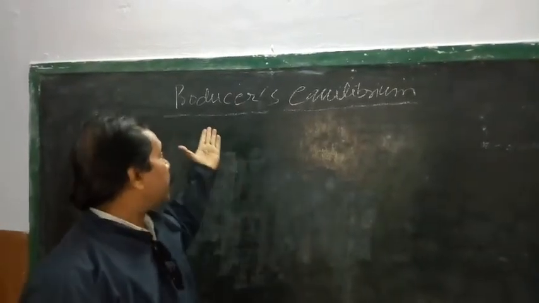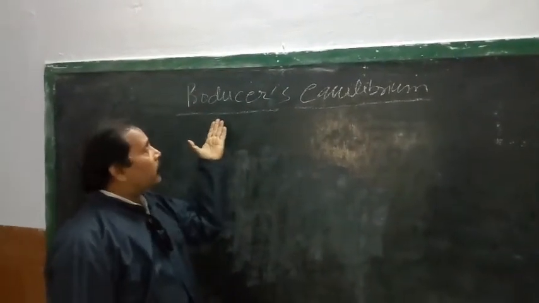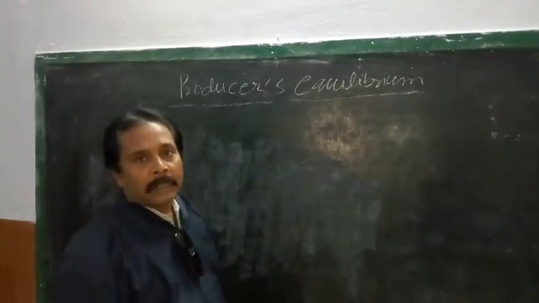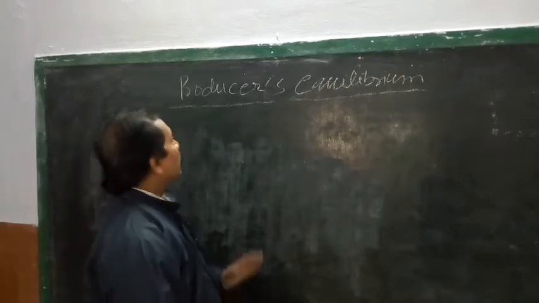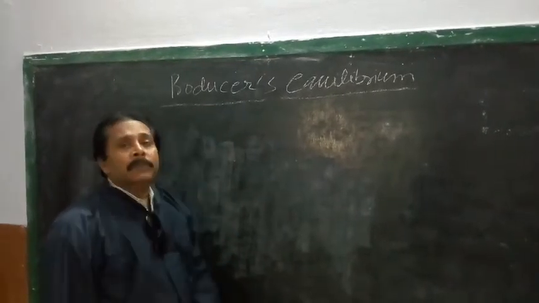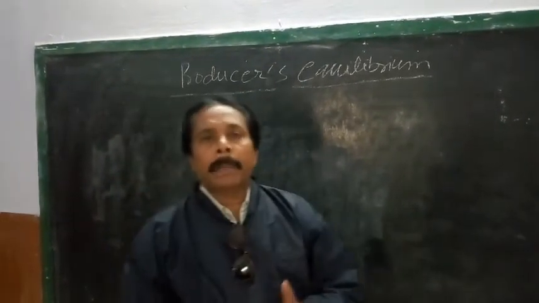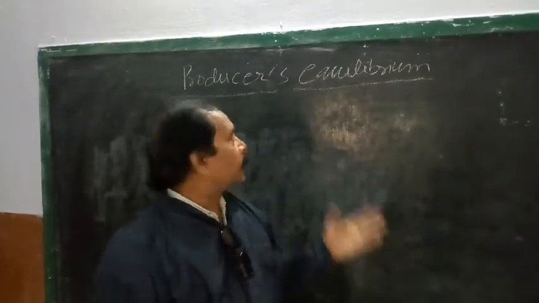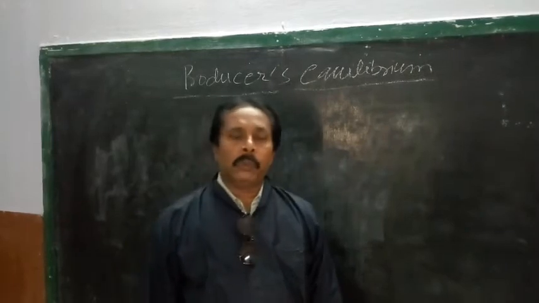Today I am going to discuss another chapter. Its name is producer's equilibrium. Clear? So what does producer mean? All the persons who are involved in the production process are considered as producers.